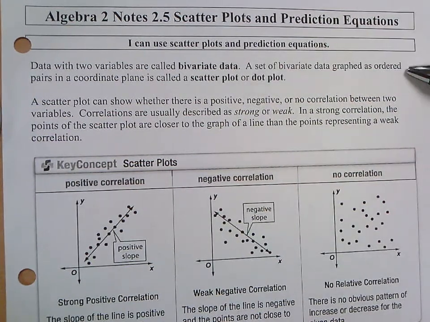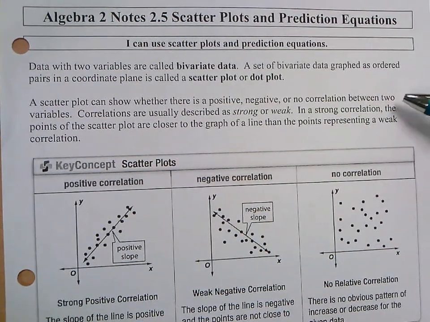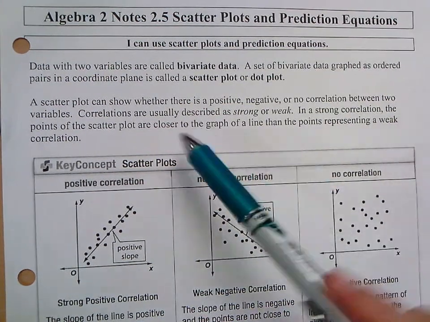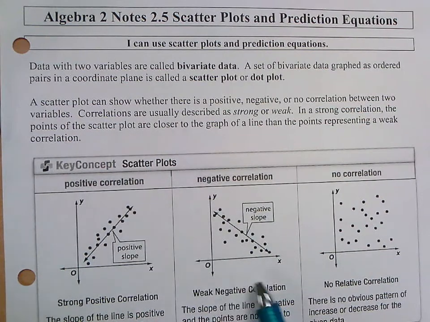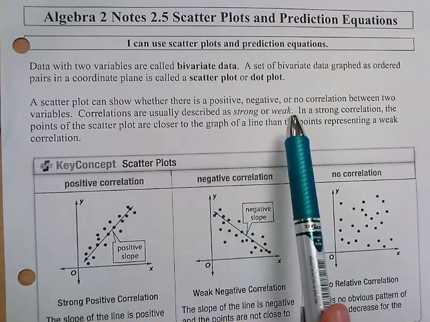And then a set of bivariate data graphed as ordered pairs in a coordinate plane is a scatter plot or dot plot. If you're not familiar with correlation, a scatter plot shows a positive or negative correlation, or maybe there's no correlation between the two variables. A correlation would be, is there a linear relationship, in this case, between the variables? Correlation can also be strong or weak.